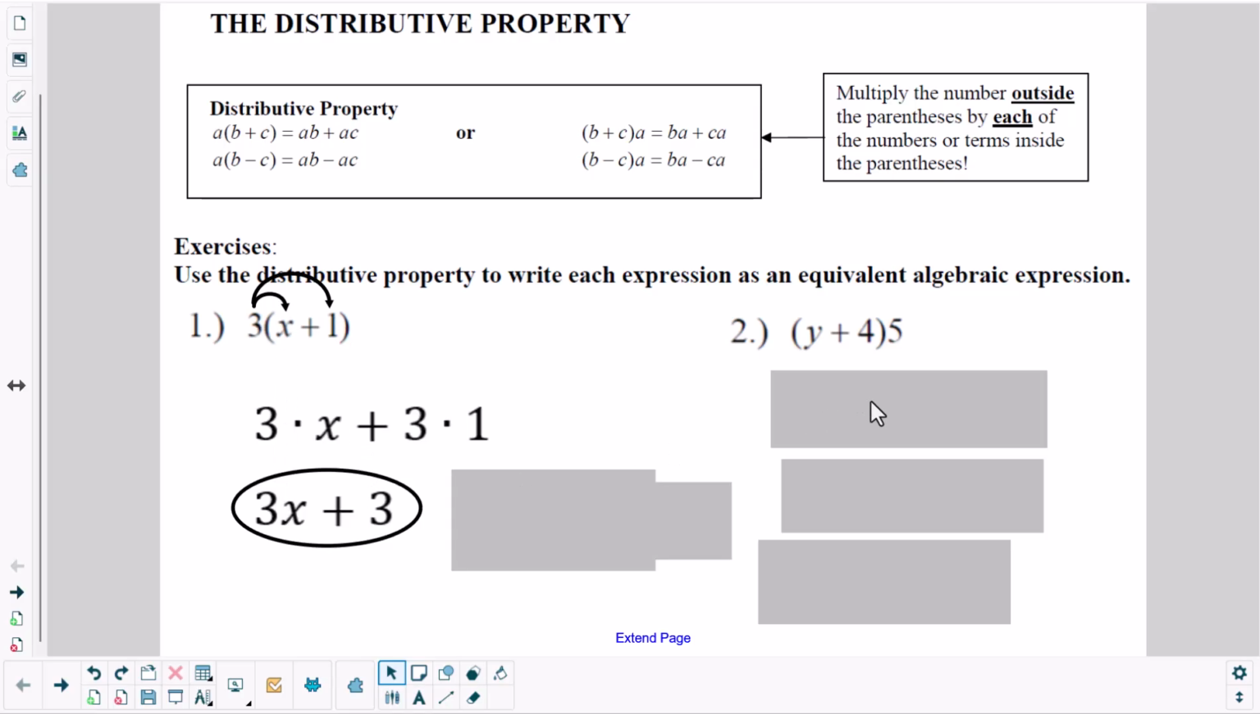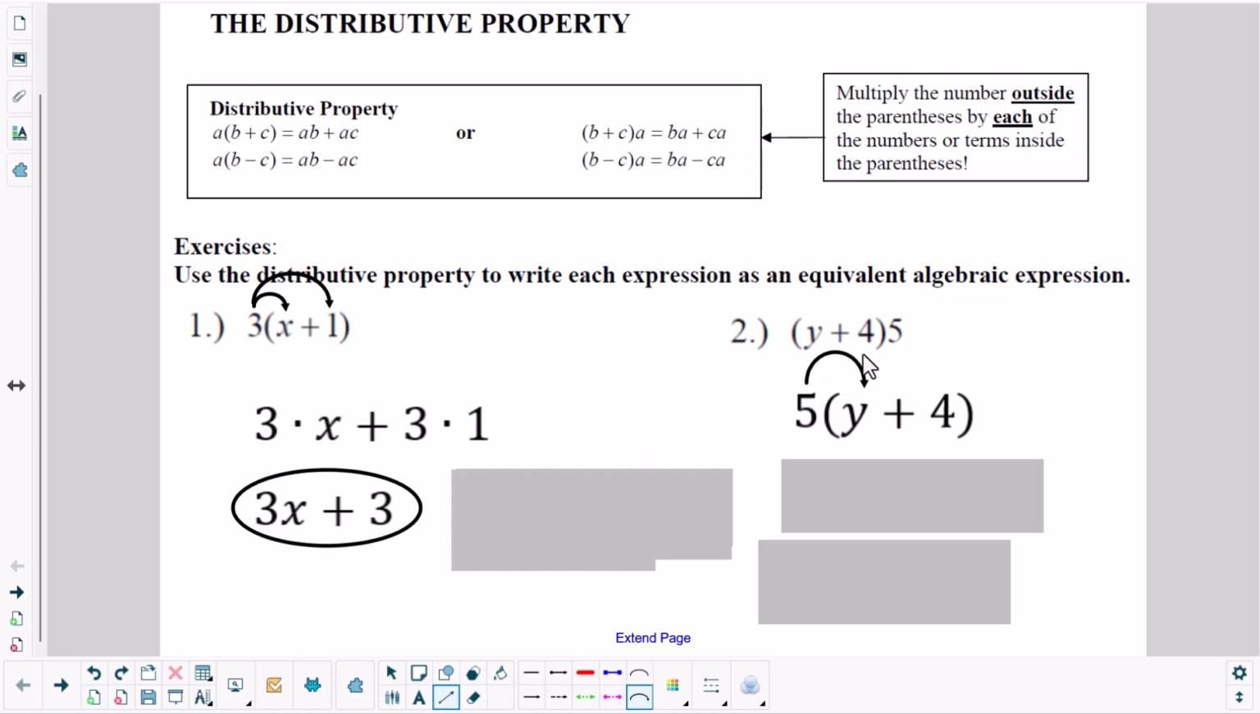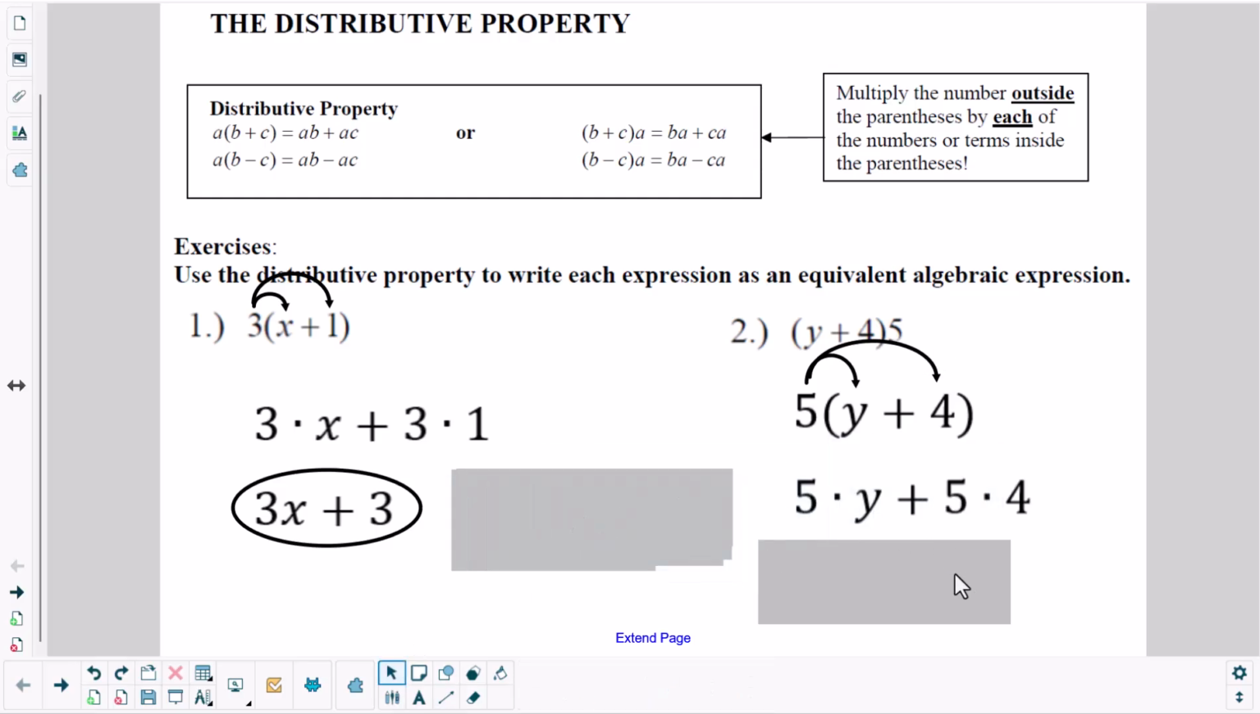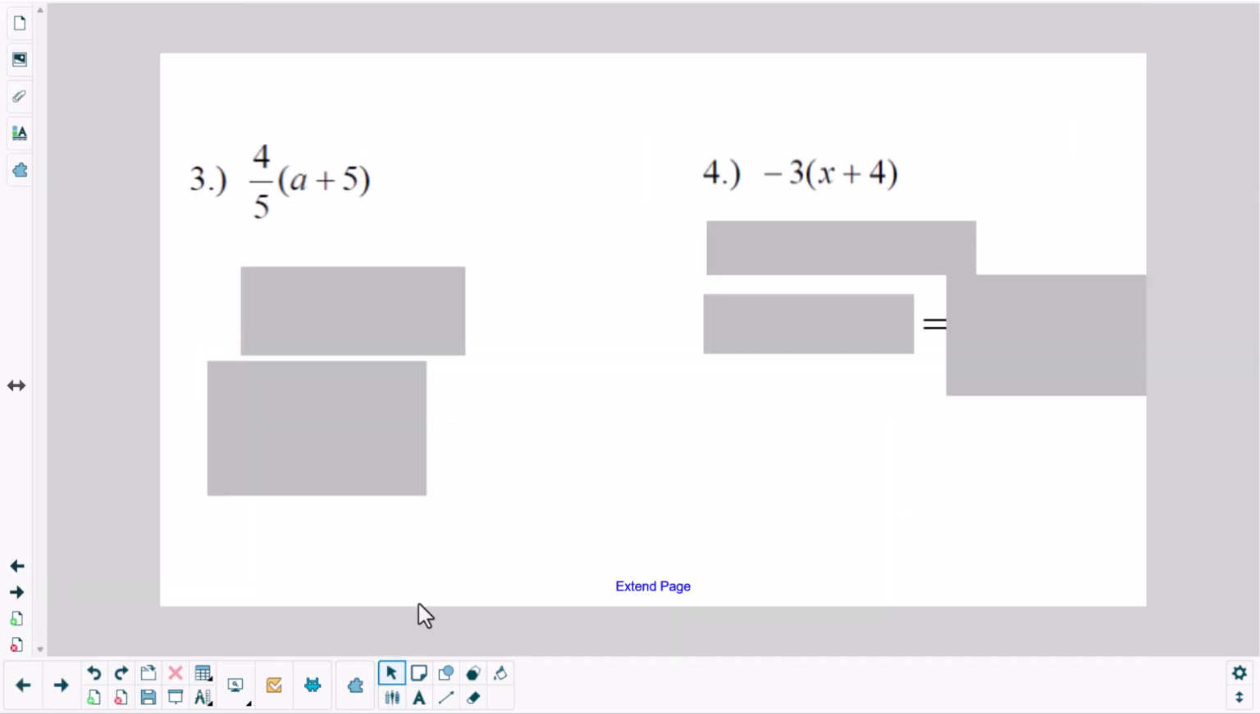All right, number 2, I do suggest taking the 5, moving it in front of the parentheses. We're allowed to do that because multiplication is commutative, which means we can do it in whatever order we want. And now we need to distribute that 5 to both the y and to the 4. So we're going to take 5 times y plus 5 times 4. 5 times 4 is 20, so we get 5y plus 20. Now keep in mind, our final answers are going to look like this. We don't combine 5y plus 20 to get 25y because those are not like terms, so we cannot add them together.